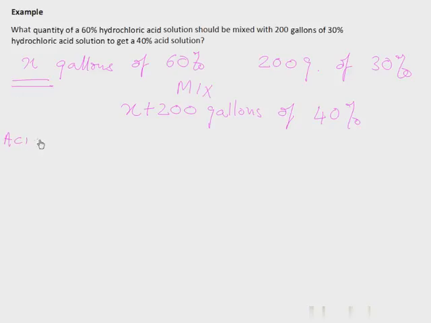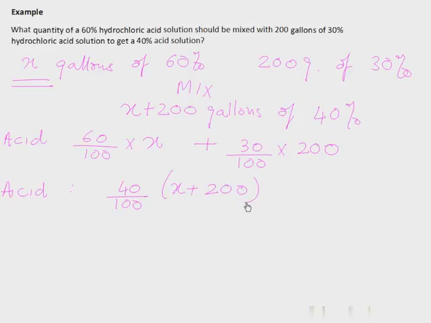So let's find out the actual amount of acid in each of them, because the acid in the X gallons of 60% plus the acid in the 200 gallons of 30% should be the total amount of acid in the 40% of X plus 200 gallons. So the acid is 60 over 100 of the X gallons plus 30 over 100 of the 200 gallons. That's the acid in the two original solutions. What's the acid in the mixture? Acid in the mixture is 40% of the volume of the mixture, which is X plus 200, because you mixed X gallons and 200 gallons to get a total of X plus 200 gallons. Let's equate the acid, because the acid remains the same in both. Of course, the water also remains the same in both, but we just equate the acid.